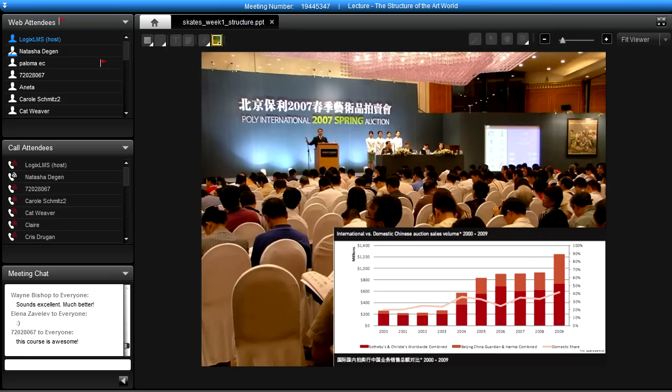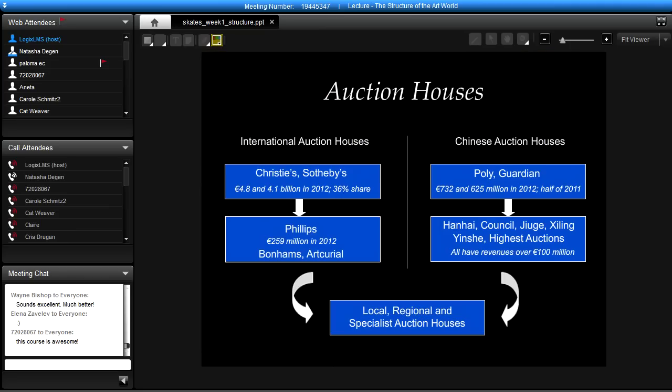And then below them are auction houses like Hanhai, Council, Jiuge, Xinlin, Yinshe, and Highest Auctions, which all have revenues over 100 million euros. So you can see that Chinese auction houses have very quickly become very influential and powerful in terms of their sales volume and as far as revenue.